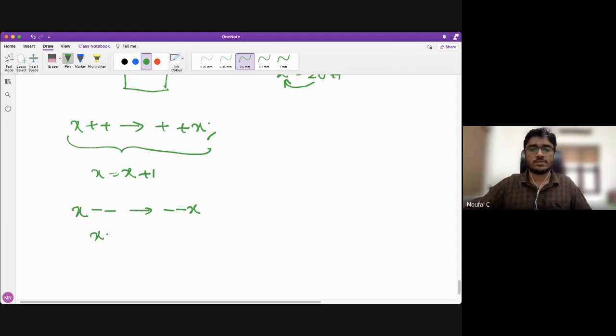It will be simply decrementing the value of x by 1. So you can imagine the operation something like this, x equal to x minus 1.